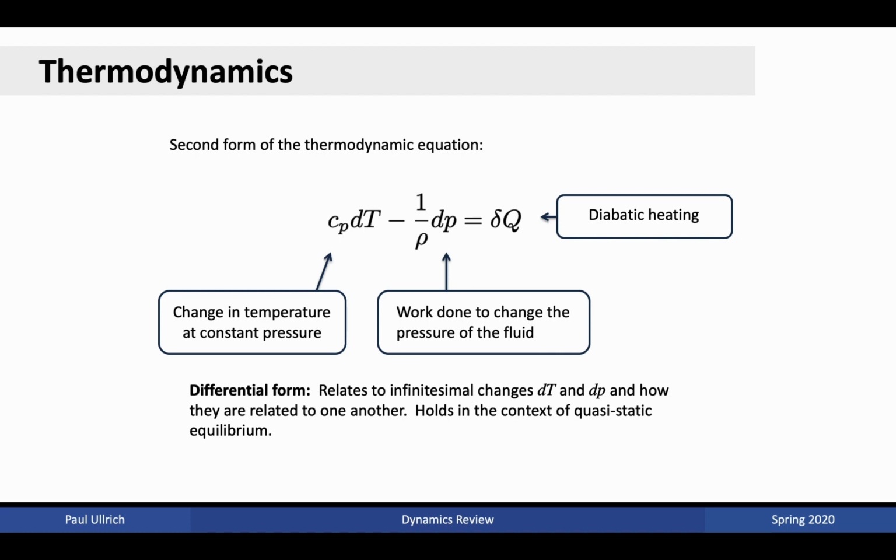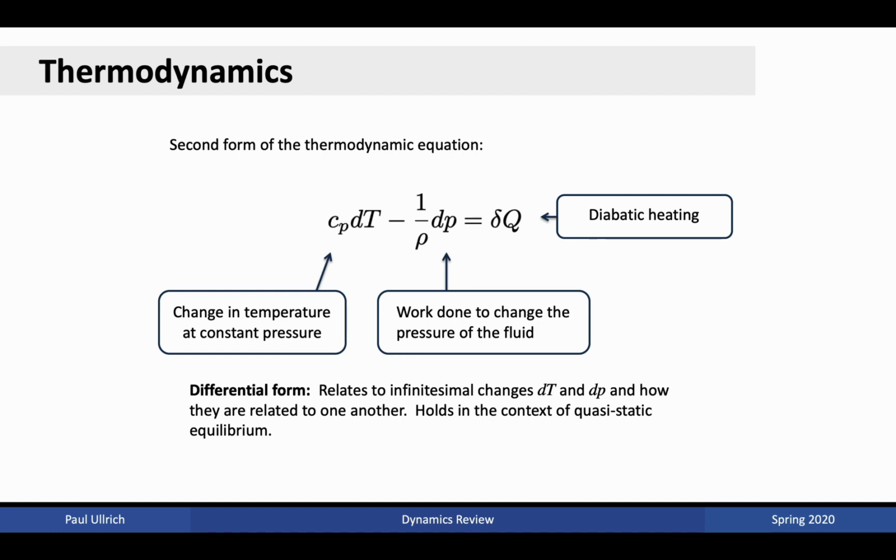This then leads to the second form of the thermodynamic equation, which relates terms associated with change in temperature at constant pressure, and a second term that includes work done to change the pressure of the fluid. Note that this is not the same dW term that showed up in the first form of the thermodynamic equation, because some of that has now contributed towards the change of pressure of the fluid. So this is represented in what is known as a differential form. That is, it relates infinitesimal changes in temperature and pressure to one another via this diabatic heating term.